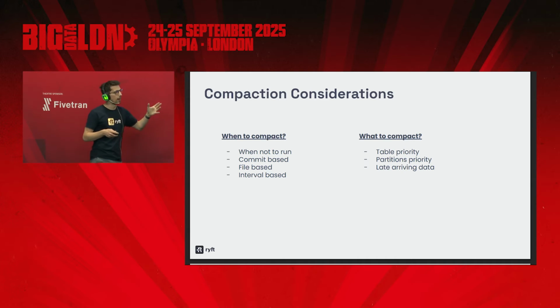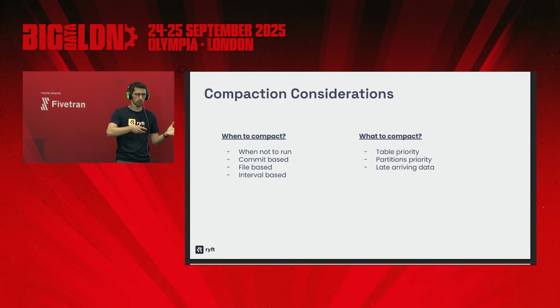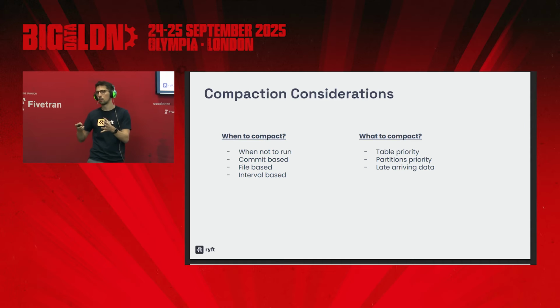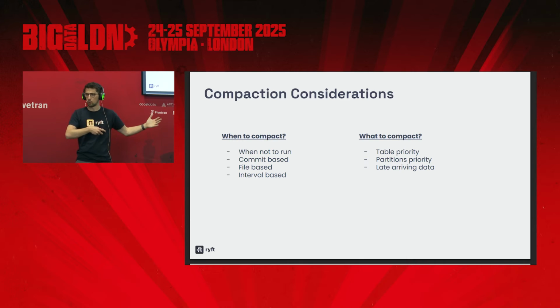In terms of what to compact, if you're working inside a budget and you don't have unlimited resources, you really want to prioritize. You can prioritize across tables or actually across partitions in specific tables. So let's say you're partitioning your table by day. It might be more important to compact recent partitions from the last week than to compact the data that you just backfilled from a year ago or something like that, or the other way around, depending on the business needs.